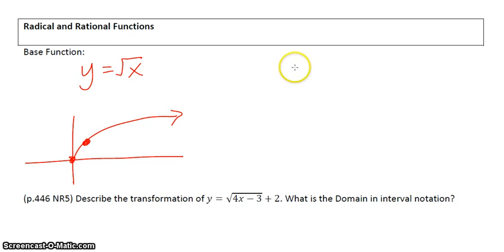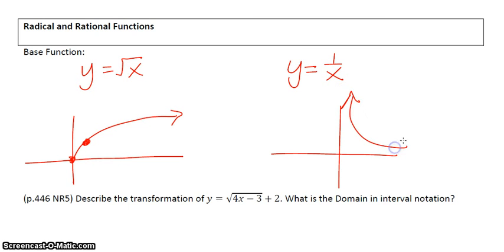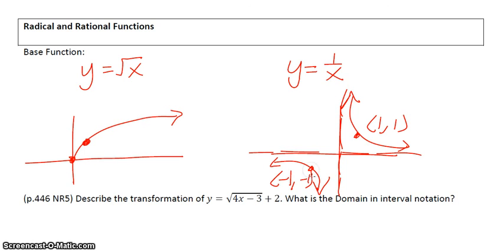And then a rational function is anything that looks like this, and it has two sides. It has asymptotes here and there, and then they cross (1, 1) and (-1, -1). So this is your base function, and then you do transformation from this base function. Okay?